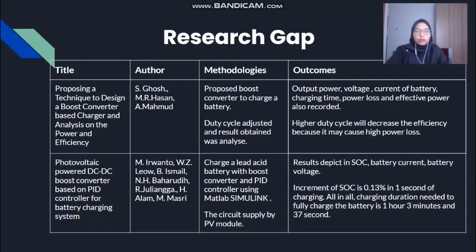Research gap. For this section, these are the papers that I refer to in order to complete this project. The first one is a paper written by S. George, M.R. Hassan, and A. Mahmoud, titled Propose a Technique to Design a Boost Converter Based Charger and Analysis of the Power and Efficiency. The method used is proposing a boost converter to charge a battery. There is a simulation in which the duty cycle is adjusted, and then the result obtained is analyzed.